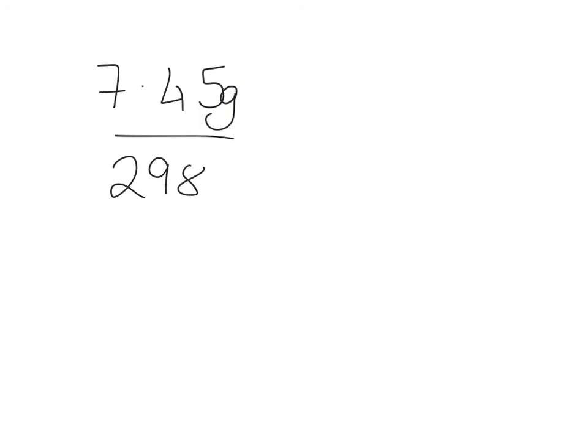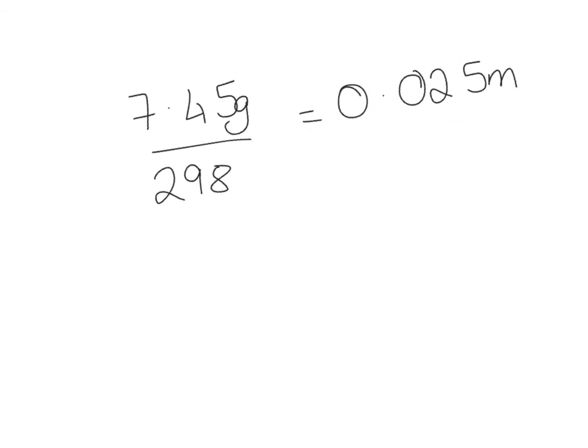Okay, so to convert my sodium dichromate to moles then, I take my 7.45 grams and I'm dividing that by the relative molecular mass, which is 298, and that leaves me with 0.025 moles. Hopefully the ethanol will be a little bit easier to calculate.